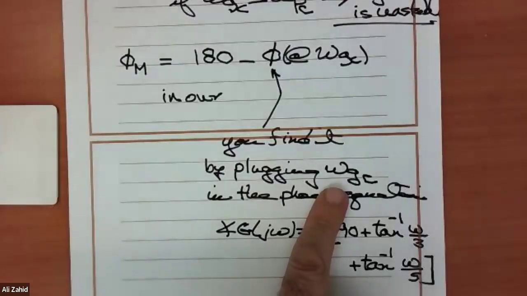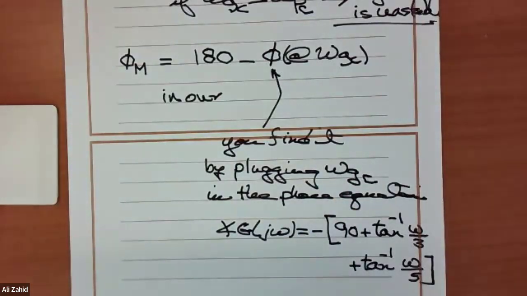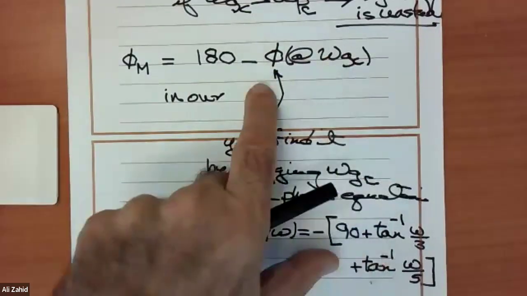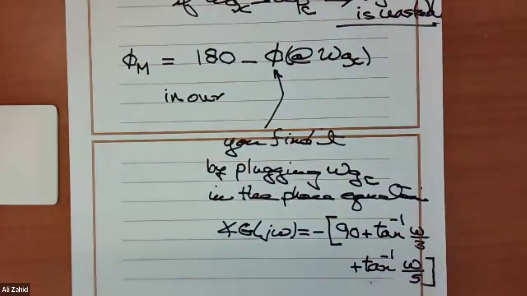So one more time. How do I get omega GC? Set the magnitude equal to 1. You get omega GC. And then what? Plug this omega GC in the phase equation. You get the phase at omega GC, subtracted from 180. Did you get it or not? Yes, you get the phase margin.